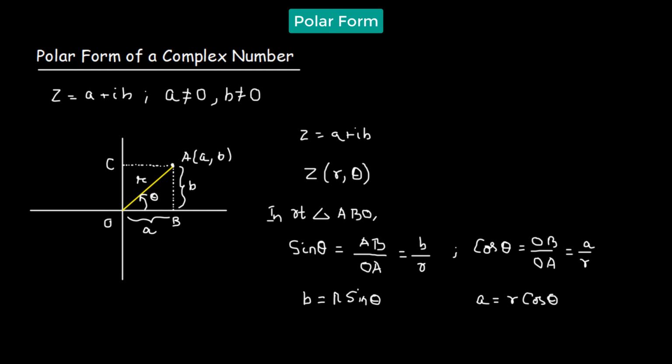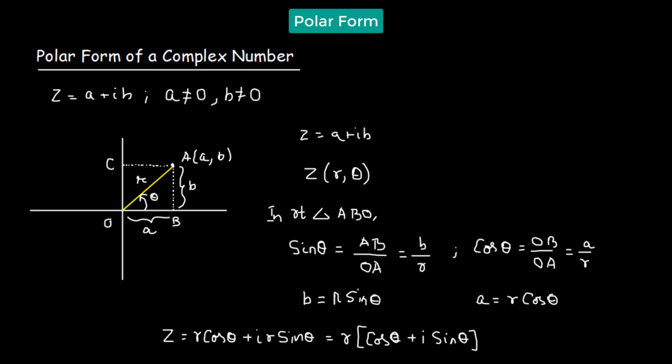Now let us substitute these values into the complex number z equals a plus ib. That gives us z equals a, which is r times cosine theta, plus i times b, and b is r times sine theta. Now we factor out r, since it's the common factor in both the first term and the second term. So we have r multiplied by cosine theta plus i times sine theta. This is the polar representation of the complex number z, a plus ib.